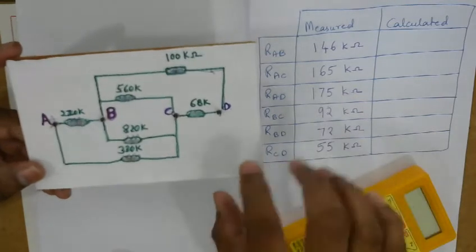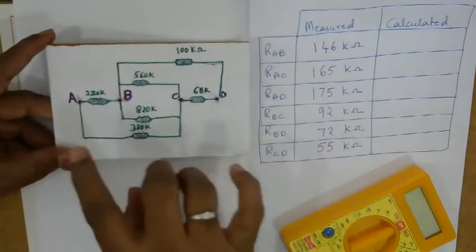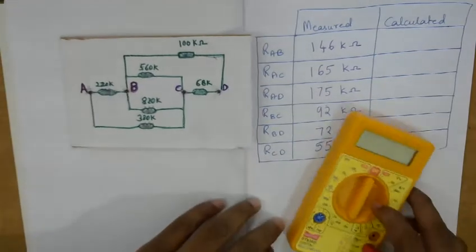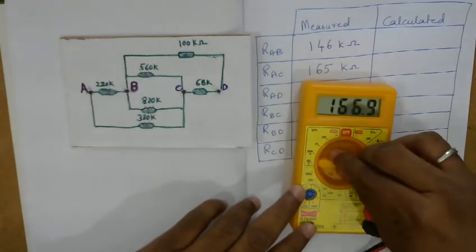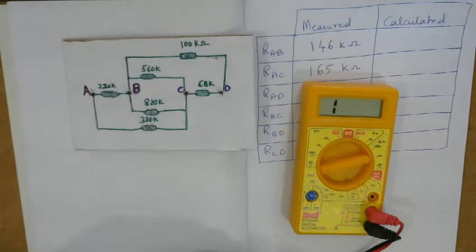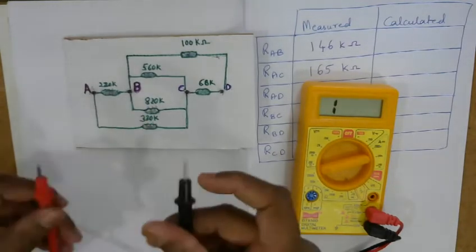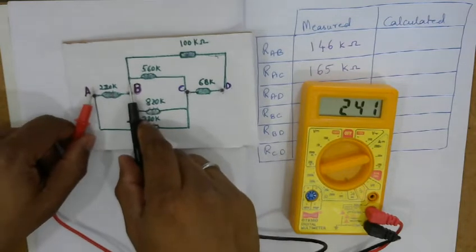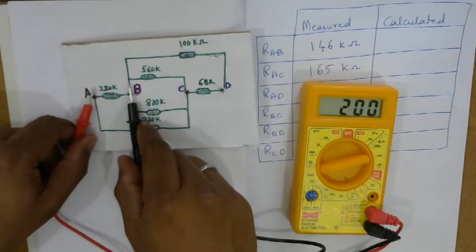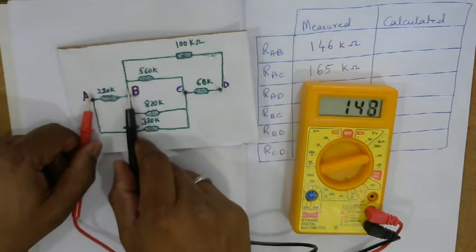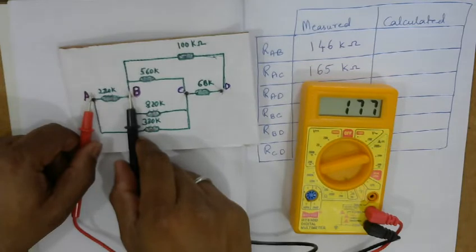So just for recap, I'll measure only RAB and then we'll do the calculation. For measuring RAB, again I will use this resistance measurement device, and I'll just measure. It doesn't matter, RAB or RBA, both will come the same. So the value that I am now getting is somewhere between 46 and 47.